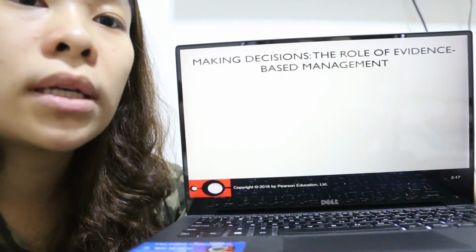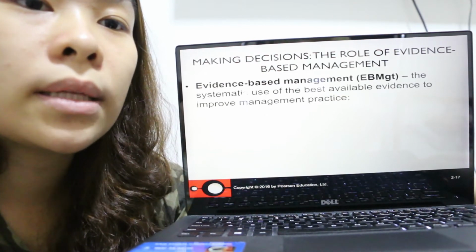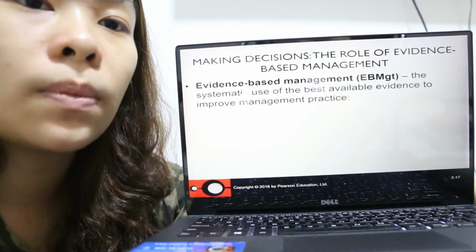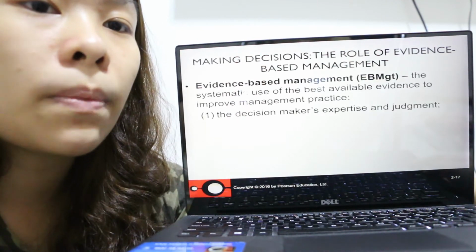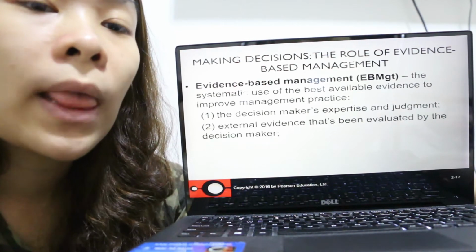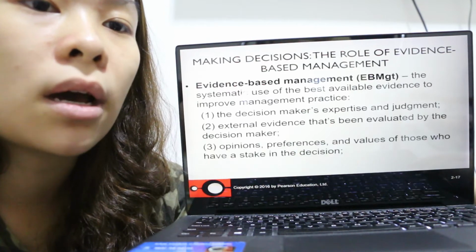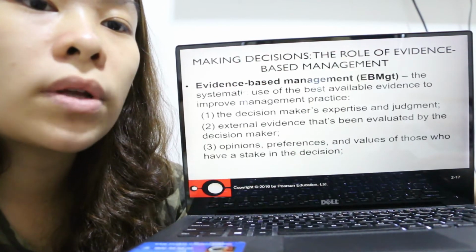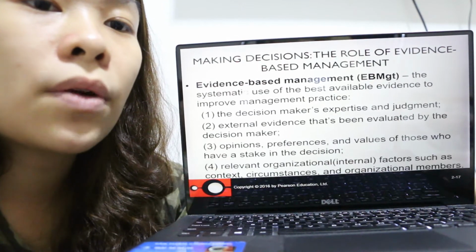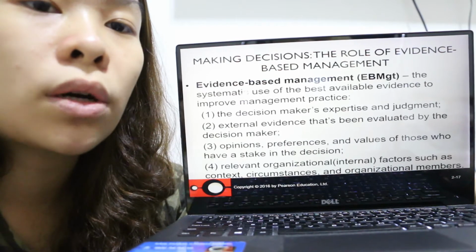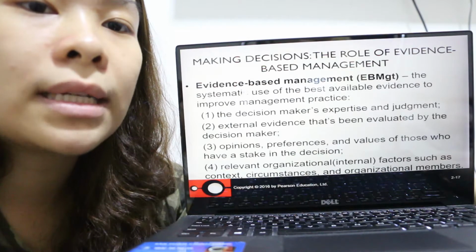The final one is the role of evidence-based management. It means the systematic use of the best available evidence to improve management practice, such as the decision maker's expertise and judgment, external evidence that has been evaluated by the decision maker, opinions, preferences, and values of those who have a stake in the decision, and relevant organizational or internal factors such as context, circumstances, and organizational members.